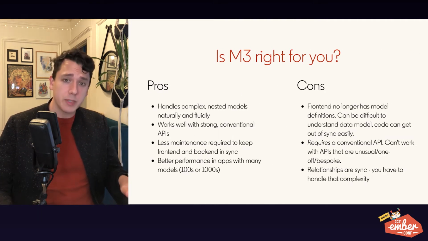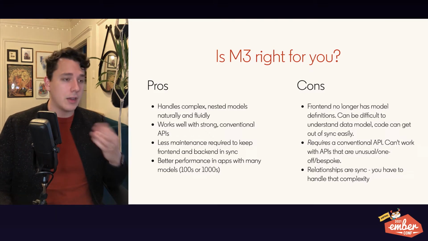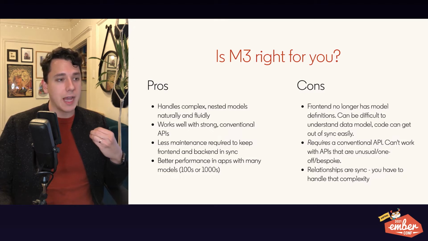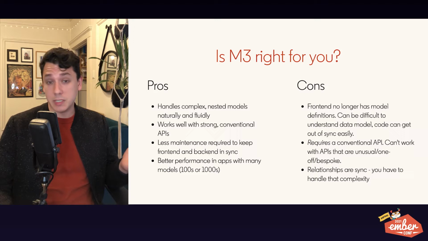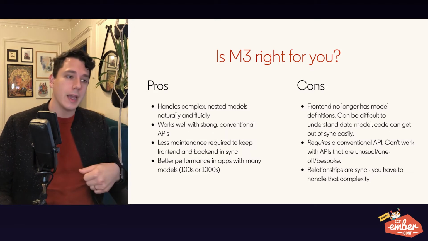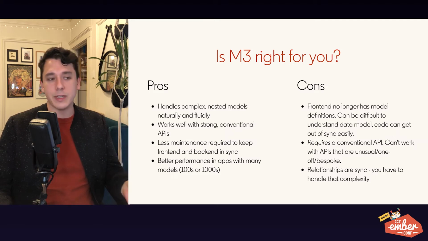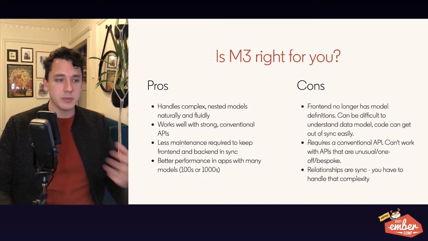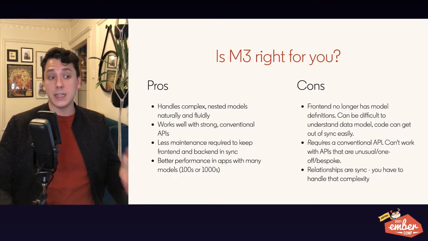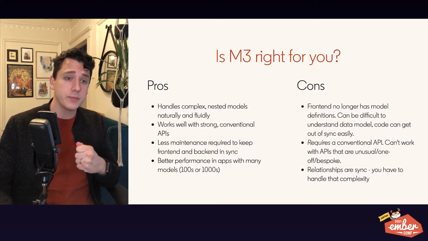Now, is M3 the right choice for you? As I said before, there are trade-offs. On the pros side of things, we have the fact that it handles these complex nested models of JSON very fluidly. This also works really well with strong and conventional APIs, and it requires less maintenance to keep things in sync between your front end and back end. Finally, for very large apps with hundreds or thousands of models, it definitely can help to improve performance.